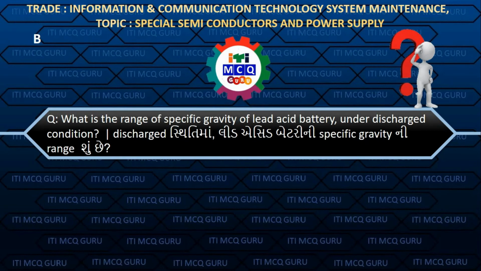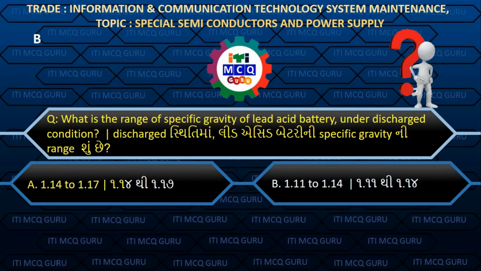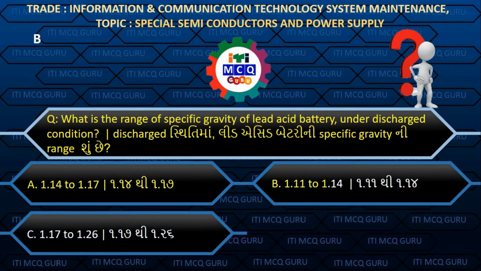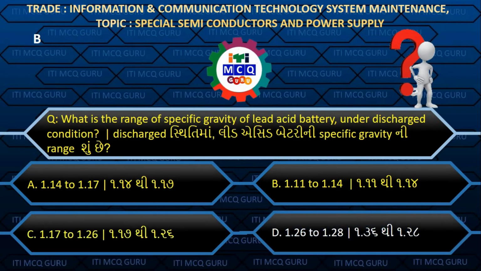What is the range of specific gravity of lead acid battery under discharge condition? Discharge સ્થિતિમાં lead acid battery ની specific gravity ની range શું છે? The answer is B. 1.1 to 1.14.